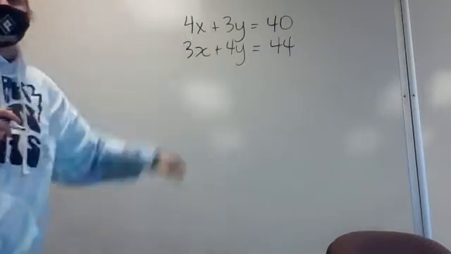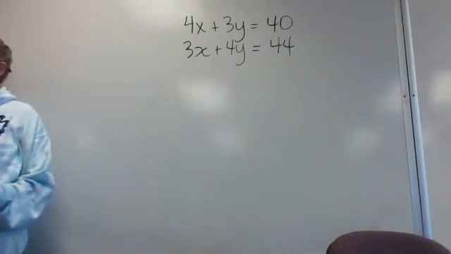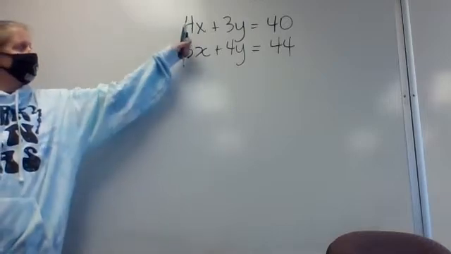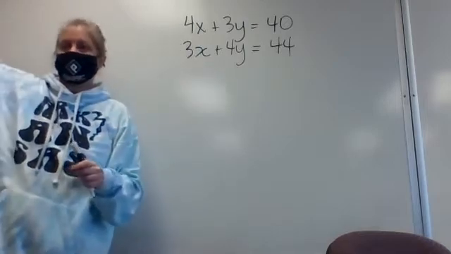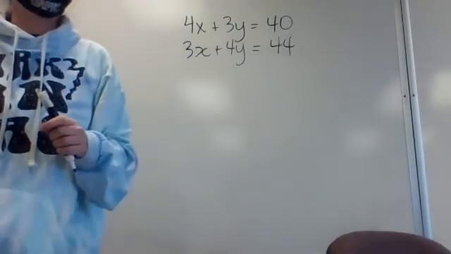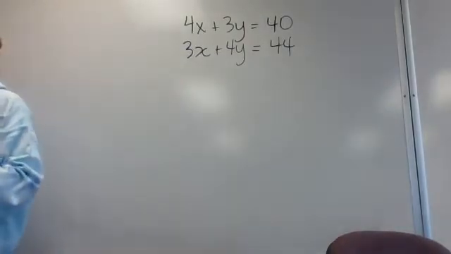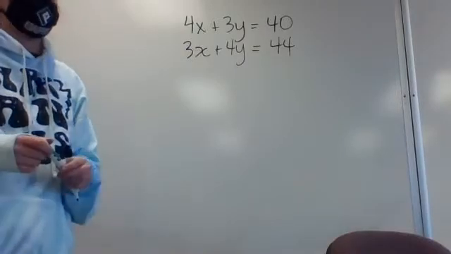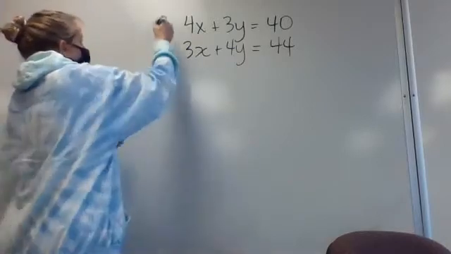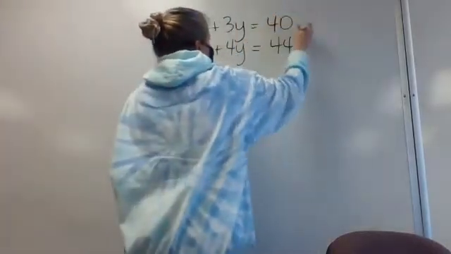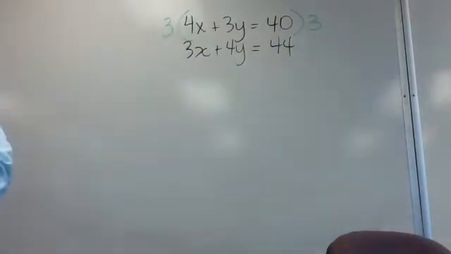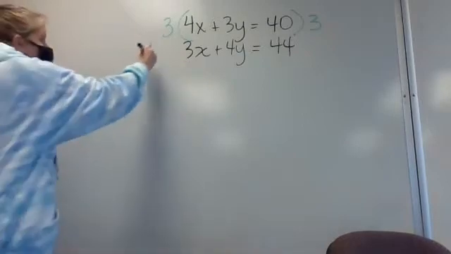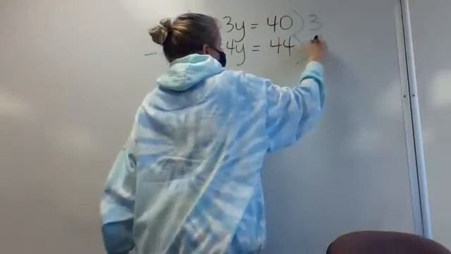If I'm going to cancel out my x's, I need them to be opposites of the same number. So what is the first number that 4 and 3 go into evenly? 12. So you want them to be opposite 12s, one positive 12 and one negative 12, and it doesn't matter which one. If I make my top one positive 12x, it needs to be multiplied by positive 3 on both sides, which means this one needs to be negative 12, so you need to multiply it times negative 4.